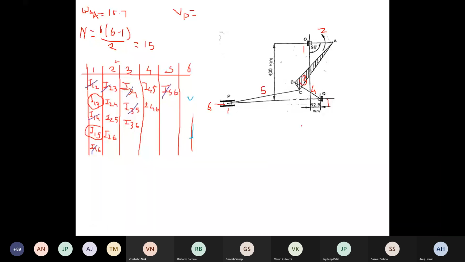Okay. Now next, first of all, see what you have to find out here. You have to find out the velocity of P. Means the P is a part of which link? P is part of the fifth link. Fifth link means you have to find out omega 5, correct? Omega 5. Okay, omega 5. And the radius you will get here, the distance of P from which ICR? I 1 5. Correct, I 1 5.